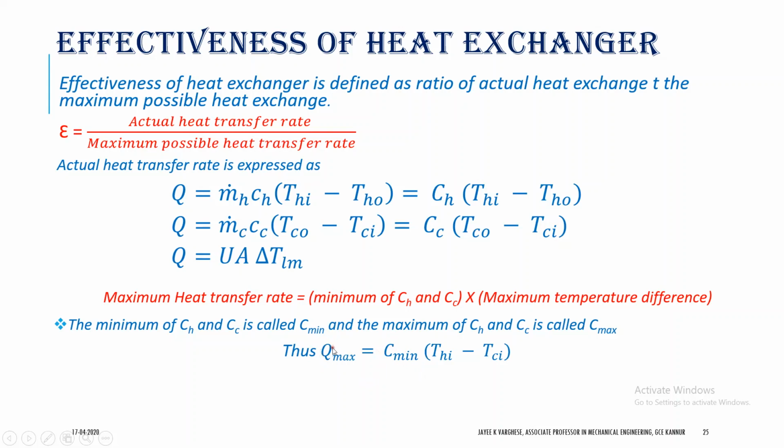Now the maximum heat transfer is given by the minimum heat capacity into the maximum possible temperature variation, that will be equal to Thi minus Tci. Whether the hot fluid is the minimum fluid or the cold fluid is the minimum fluid, the maximum possible heat transfer is given by minimum heat capacity into Thi minus Tci. So now we have epsilon equal to actual heat transfer rate divided by maximum possible heat transfer rate.